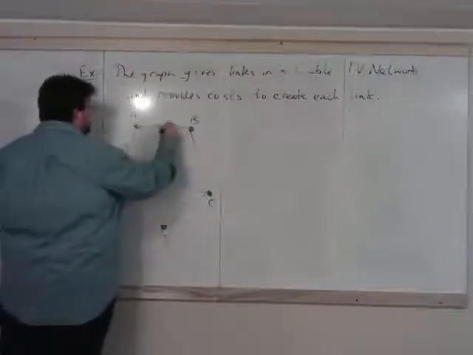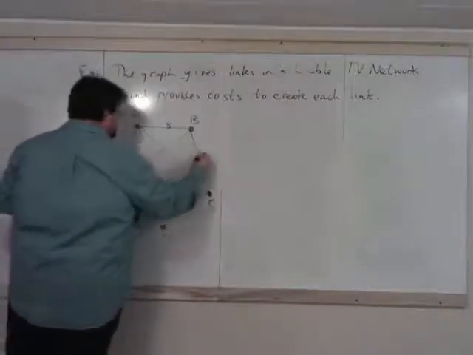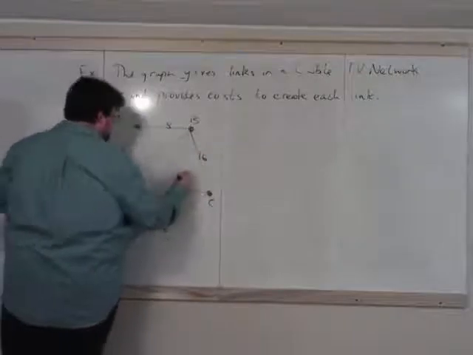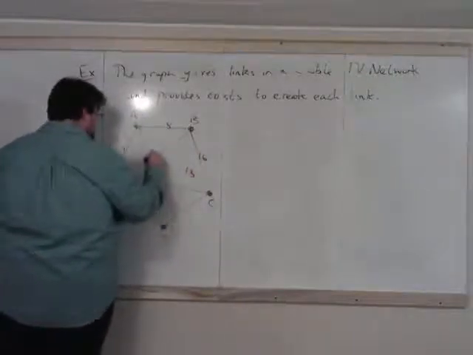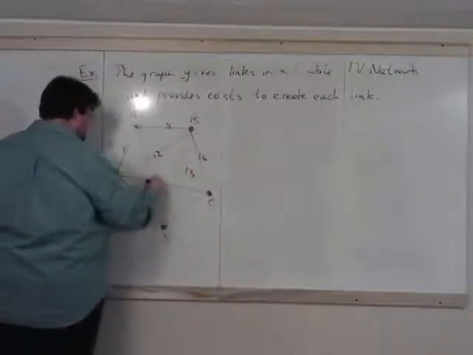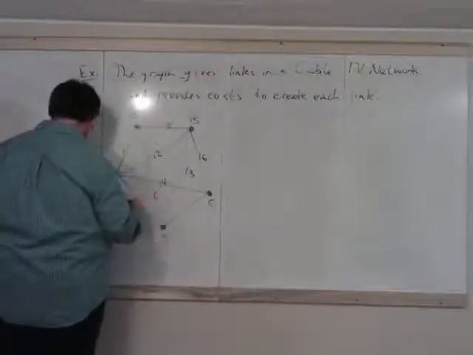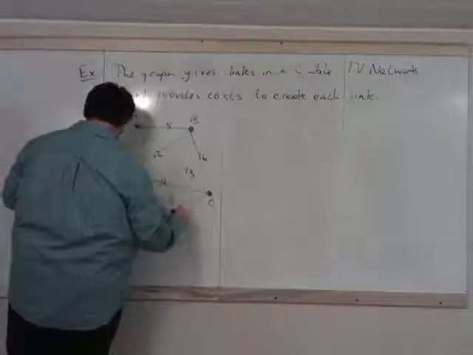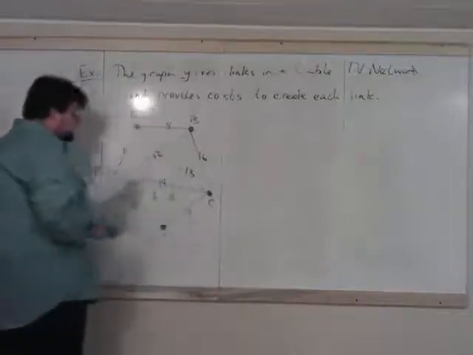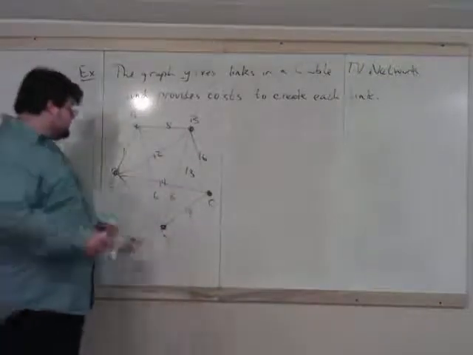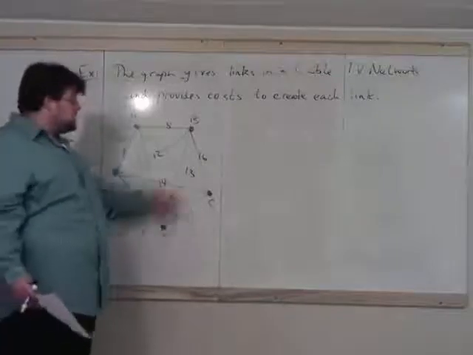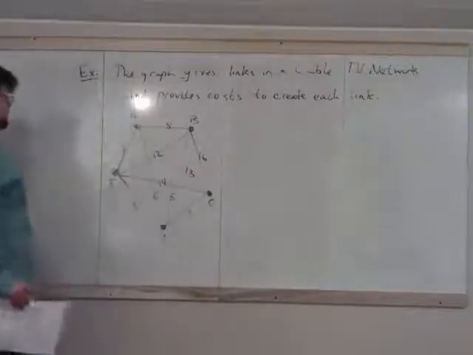Now let's put values on these. 7, 8, 16, 13, 12, 14, 5, 6, 15, and 9. So to create a cable connection from, say, C to D costs 9 units of whatever money we're using, dollars.